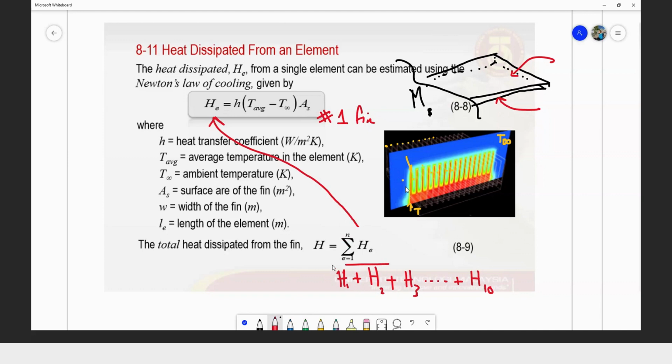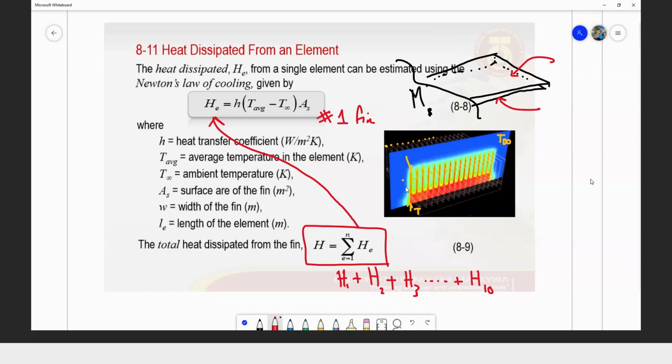So this is the equation. Usually for design, we want to know, for a single element, how much heat dissipation we can get from a single fin. And then for an electronic system, one fin is usually not enough, so we have to put in more fins.